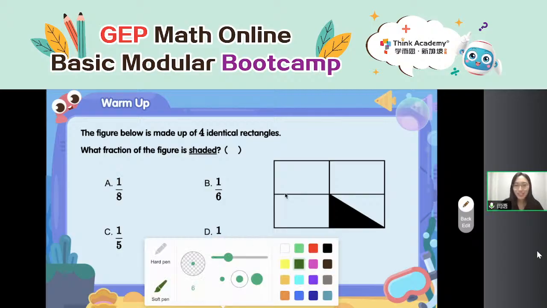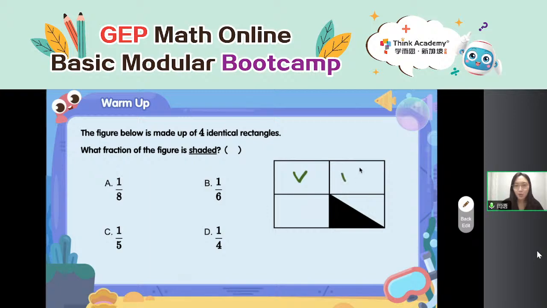Okay, think about it. Can we just say that here I have 1, 2, 3, 4, 5 parts? I take 1 part, so that is 1 out of 5. I want to choose C. Am I correct? Cannot, right? What is the key point in fraction? You must make sure that every part is equal, okay? So actually, you see that the answer should be 1 over 8.